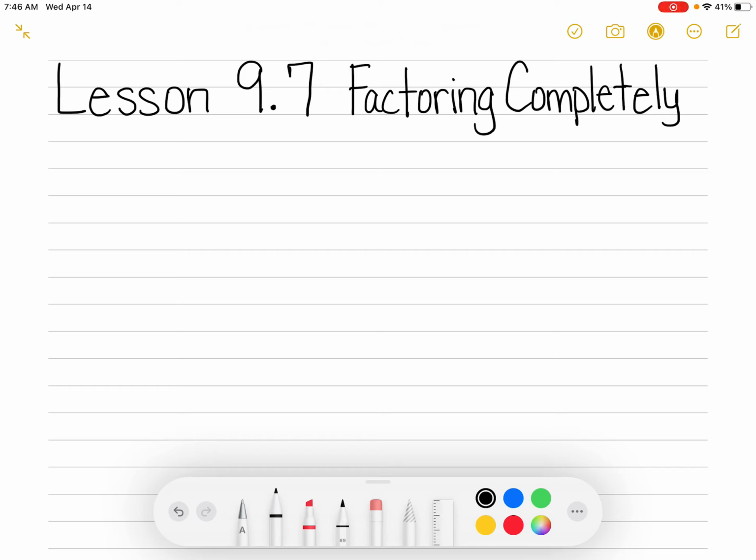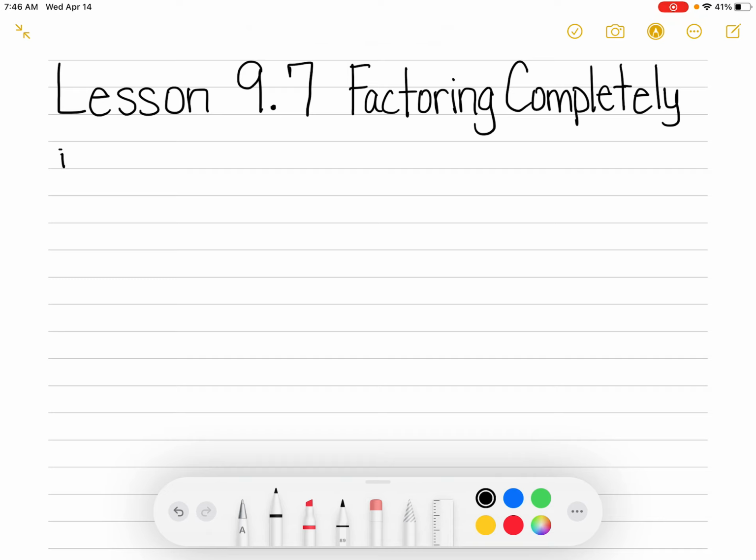Good morning, students. Today we are doing lesson 9.7, the last one in this chapter, and it is on factoring completely. So today we're just going to put everything that you've already learned into one lesson. Okay, and we don't have very many examples, but we do have something to write out.